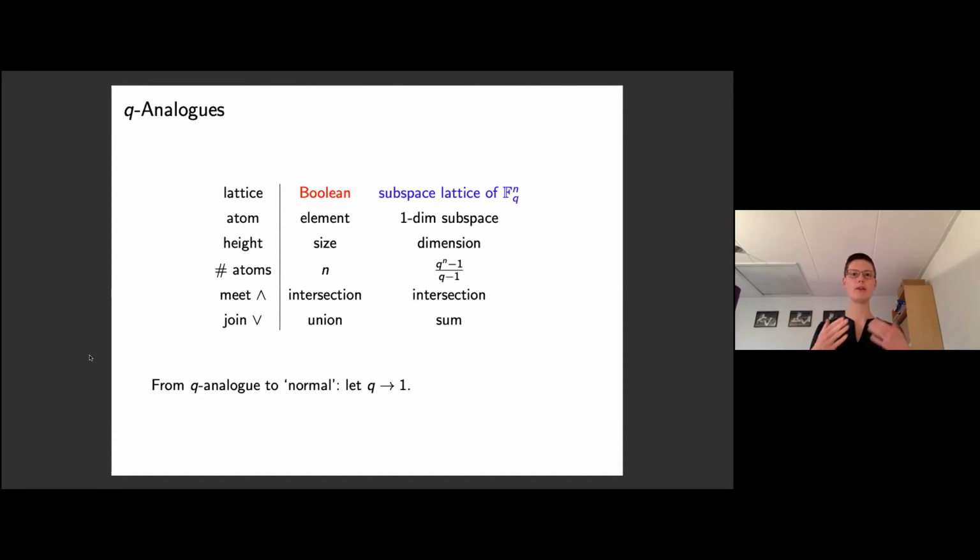Now, if we're talking about elements of a set, then the q-analog of that will be the one-dimensional subspaces of a subspace lattice. If we talk about the size of a set, the q-analog of that is the dimension of a space. The natural number n also has a q-analog, because it's actually the number of atoms in your lattice. If I have a set of size n, then I have n atoms. And if I have a space of dimension n, then the number of one-dimensional subspaces is (q^n - 1)/(q - 1). So that's exactly the number that you see over here.